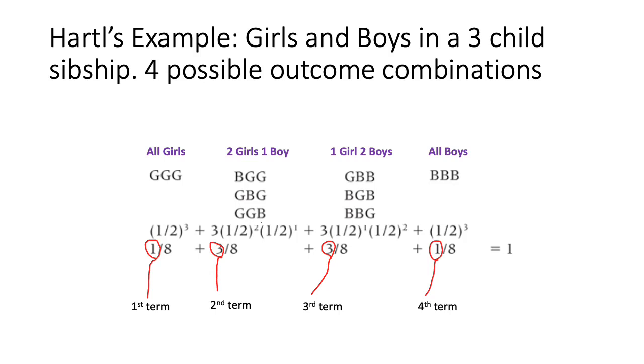So obviously, there's 8 possible combinations if you care about the order. And in this case, all girls is only 1 out of those 8 possible combinations. All boys is only 1 out of those 8 possible combinations. 2 girls and a boy? Well, that's 3 possible combinations. And one girl and two boys, that's also three possible combinations. The girl could be oldest, middle child, or youngest.